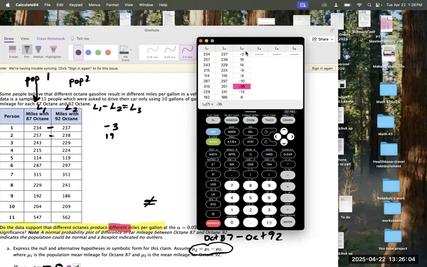Notice how if these differences are large, that means there is a difference between the mileage when we use 87 octane gas and 92 octane gas, right?